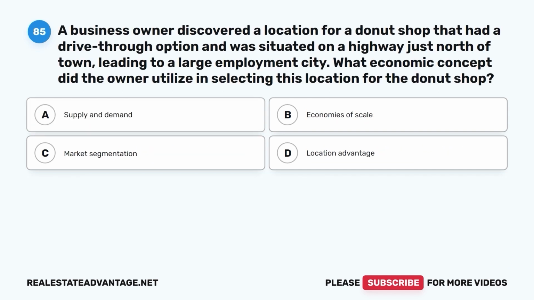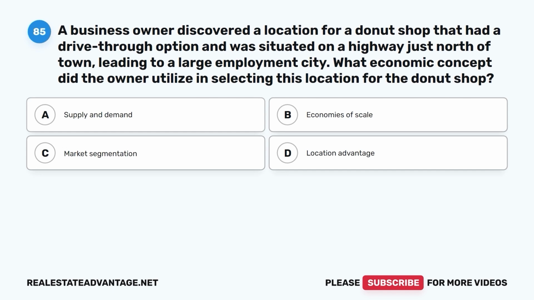Question 85. A business owner discovered a location for a donut shop that had a drive-through option and was situated on a highway just north of town, leading to a large employment city. What economic concept did the owner utilize in selecting this location for the donut shop?